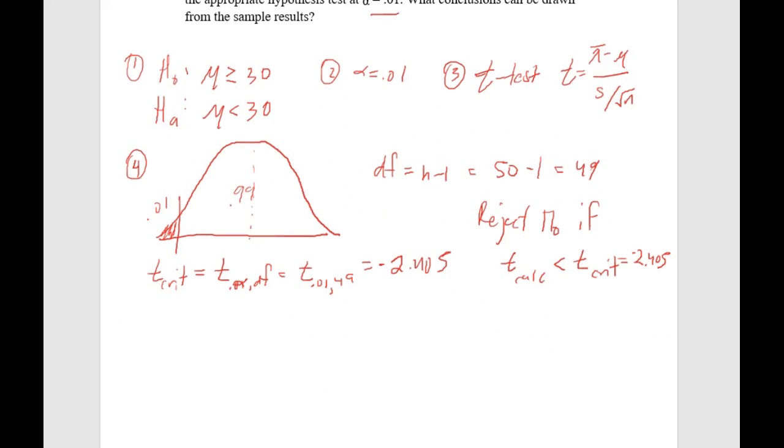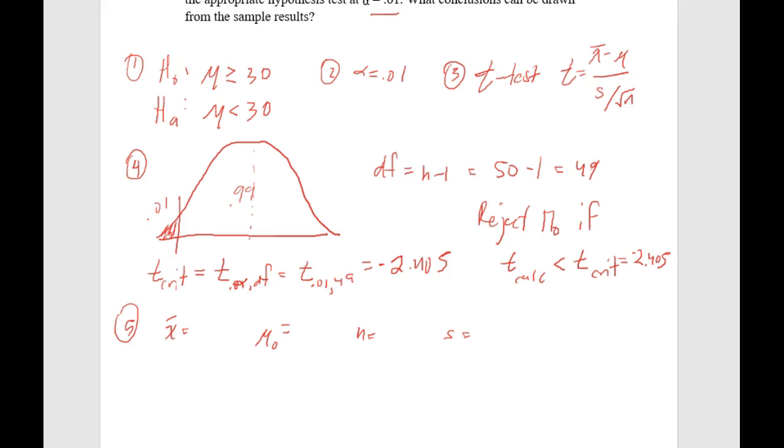So now, oh goodness, this pen, I swear. Now we go to number 5. Number 5 is when we collect our data and calculate our test statistic. So what data do we need for our test statistic? We need x bar, we need mu sub naught, we need n, and we need s.